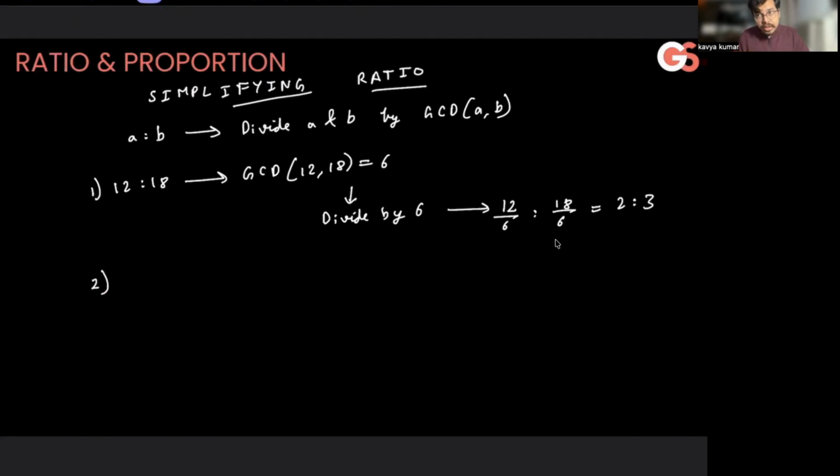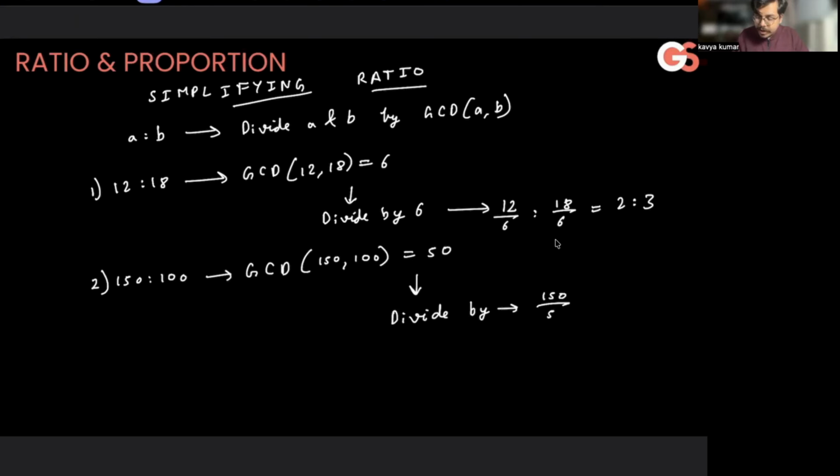The other example is 150 is to 100. Again, we'll take the greatest common divisor of 150 and 100, which comes out to be 50. So we'll divide it by 50. And when we divide it by 50, we get 150 divided by 50 is to 100 divided by 50. So this term becomes 3 and this term becomes 2. So the final answer is 3 is to 2. So this is how you can simplify ratios.